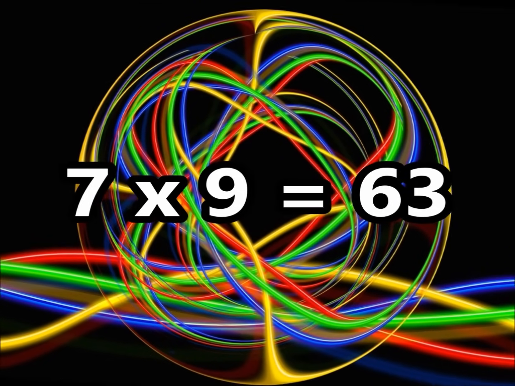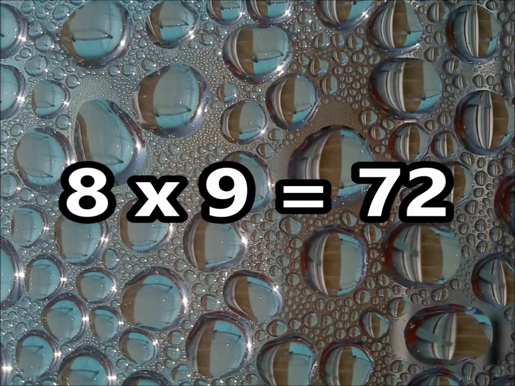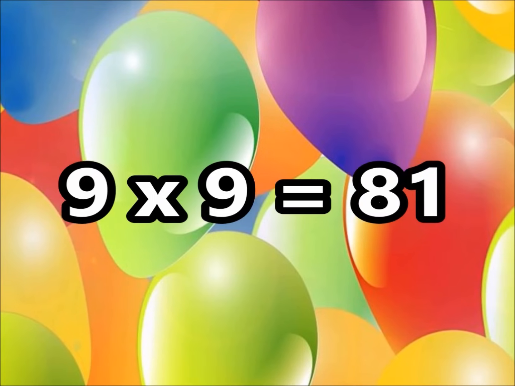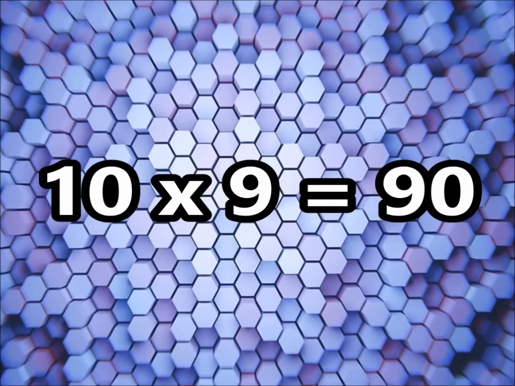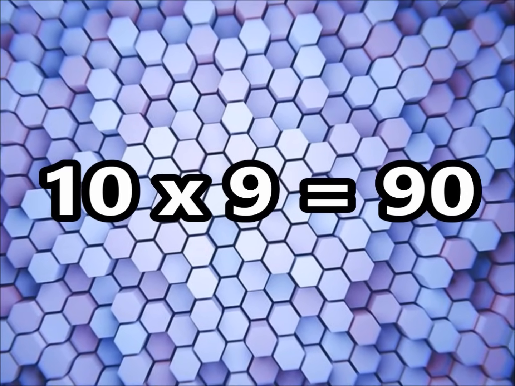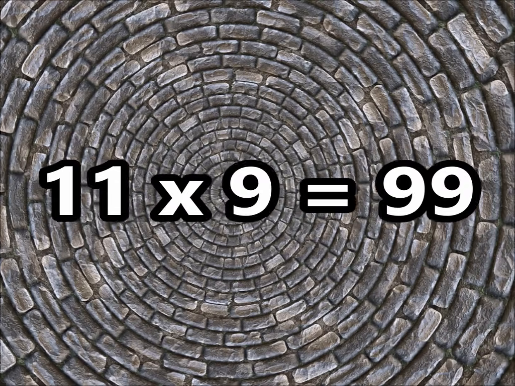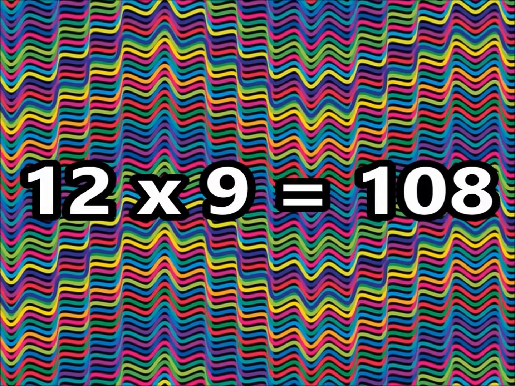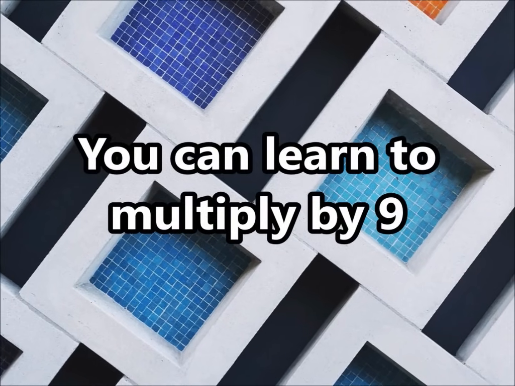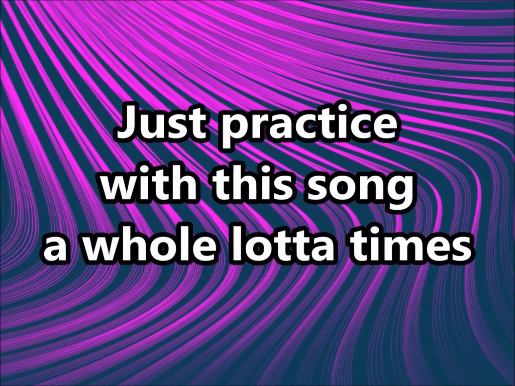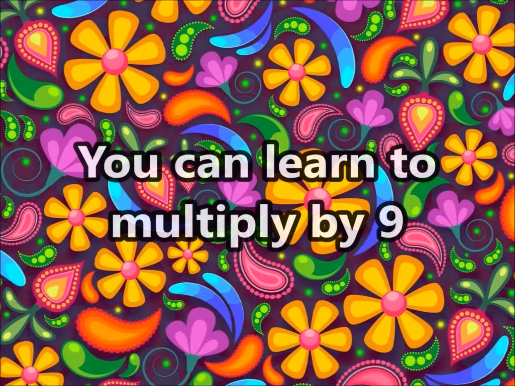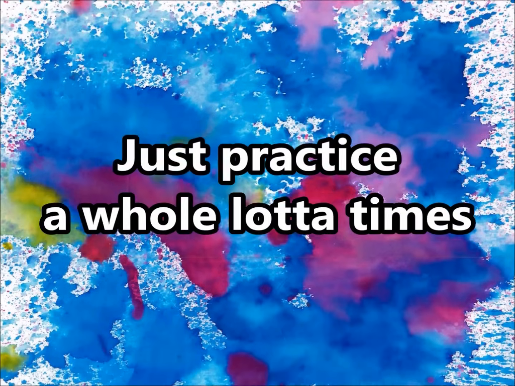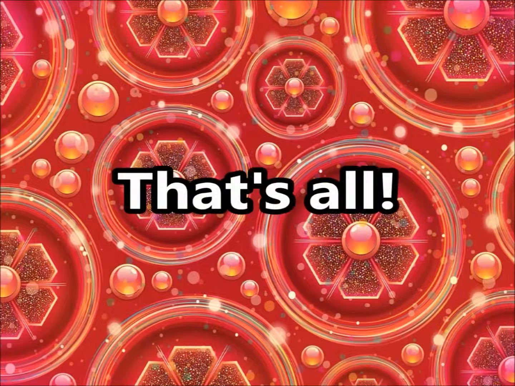7 times 9 is 63. 8 times 9 is 72. 9 times 9 is 81. 10 times 9 is 90. 11 times 9 is 99. 12 times 9 is 108. You can learn to multiply by 9. Just practice with this song a whole lot of times. You can learn to multiply by 9. Just practice a whole lot of times. That's all.